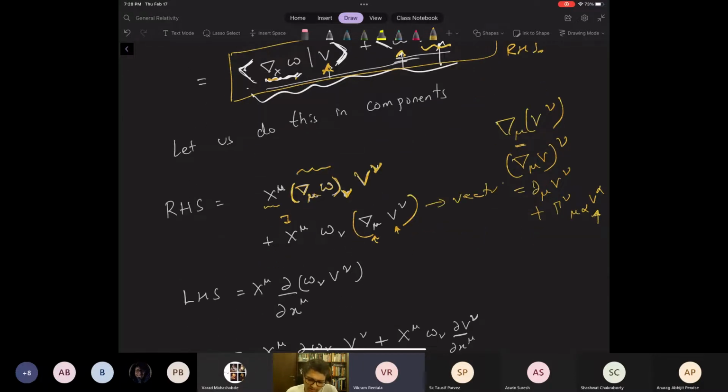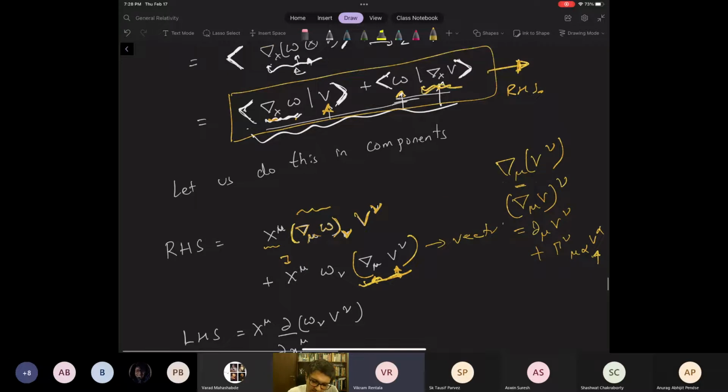Now this is a vector, and we take the dot product of this vector with this dual vector. So we'll just write omega nu. This vector has free index nu, so we'll take the inner product with omega, and that will give us omega nu.